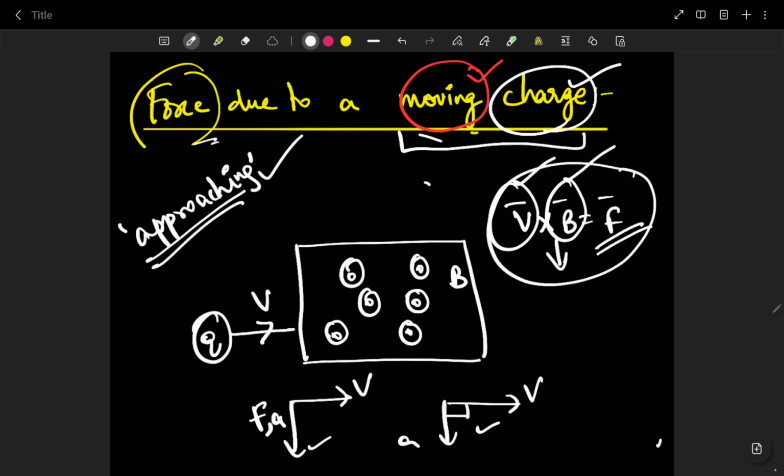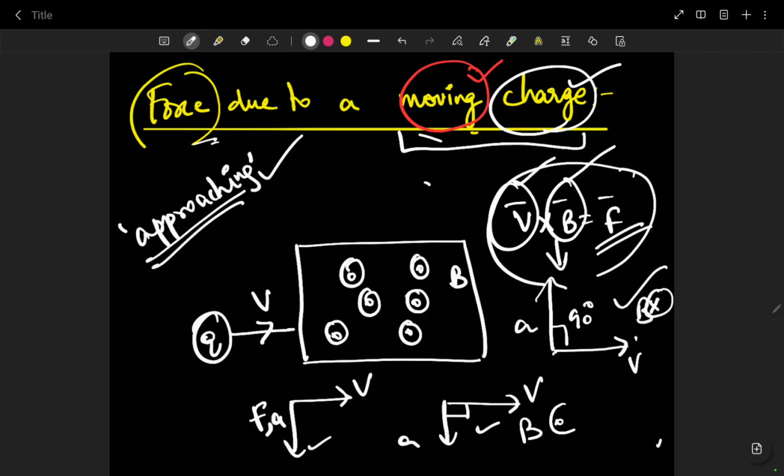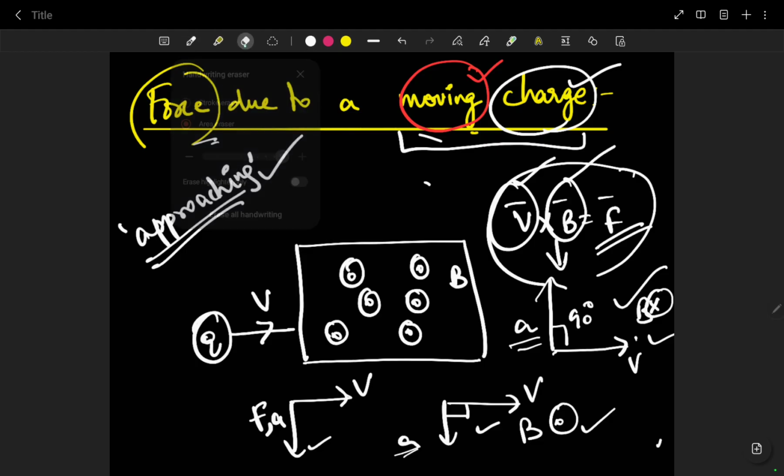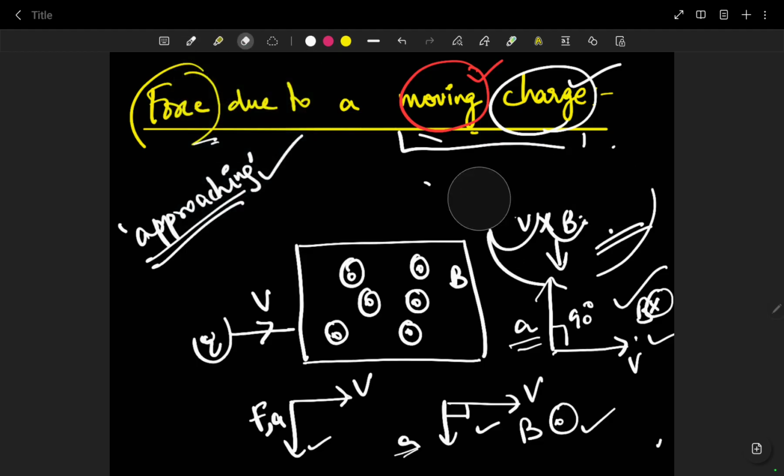This is also 90 degrees. In the previous case, when B was inside, velocity was over here and acceleration was over here. So this is when B is inside, this is when B is outside, right? This is the direction of force or acceleration. They have the same direction, right? So what can we expect will happen to the movement of this charge? This charge will undergo a circular motion. When it undergoes circular motion, I want you to understand one thing.